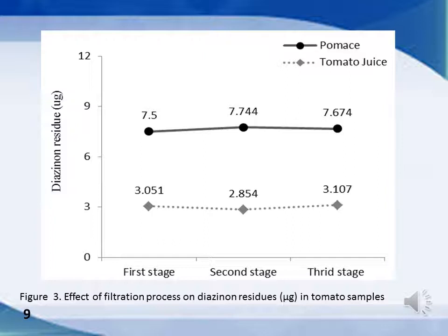Figure 3 shows the effect of the filtration process on diazinon residues in tomato juice and pomace samples. At first look at the data in Table 1 and Figure 3, the amount of pesticide residue in pomace sounds higher than the one in tomato juice, but we should consider that the pomace samples are condensed and obtained from more weight of tomatoes compared to the tomato juice samples.